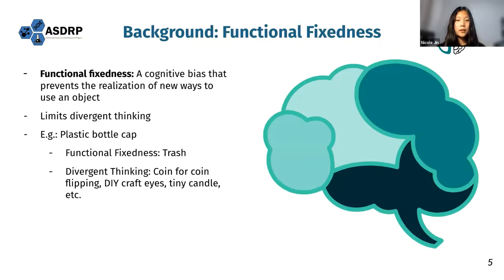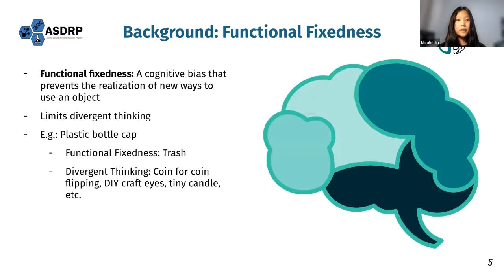Now I will be talking about functional fixedness. Functional fixedness is the main focus of our project. So this is really important. Functional fixedness is a cognitive bias that prevents the realization of new ways to use an object. Essentially, it's when a person is unable to think of another use of an object other than its typical use. For example, a pen is a writing utensil, and a person with functional fixedness would only think of a pen as a writing utensil instead of something else.